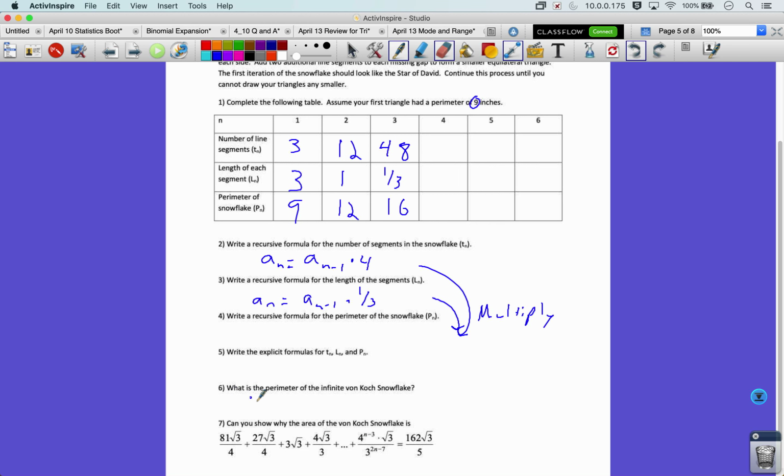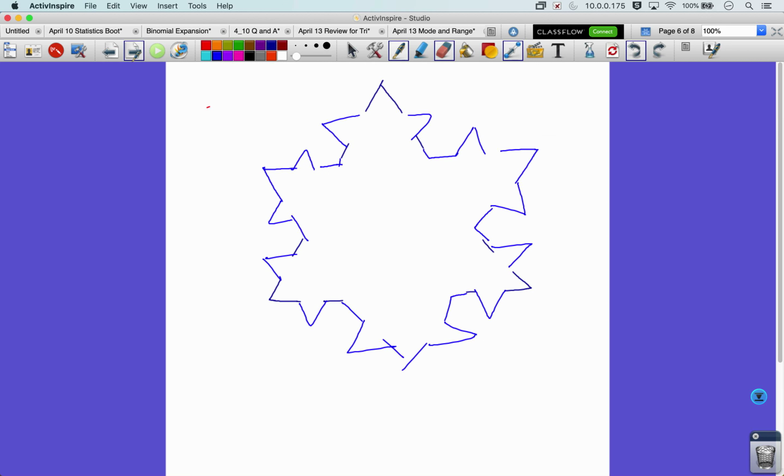Number 6, I will tell you this now. The perimeter for the infinite von Koch snowflake is infinity, which is kind of amazing because it's still a finite area, but the border is so fuzzy that the length of that border actually tends to infinity. A pretty trippy thing to think about.